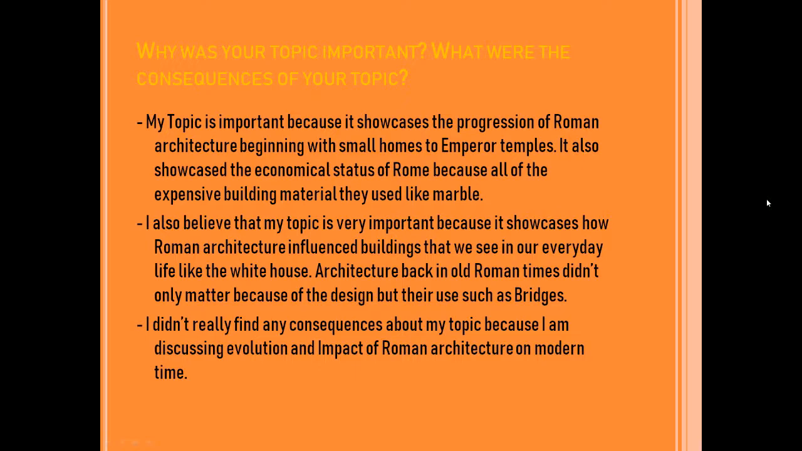I also believe that my topic is very important because it showcases how Roman architecture has influenced buildings that we see in our everyday life, like the White House. It has a lot of features from the Romans. And architecture back in the old Roman times didn't only matter because of design. They didn't focus a lot on the designs, but they had many different uses, such as bridges where you could cross the waters from one side to the other easily. So it was definitely good for trade routes and things like that.